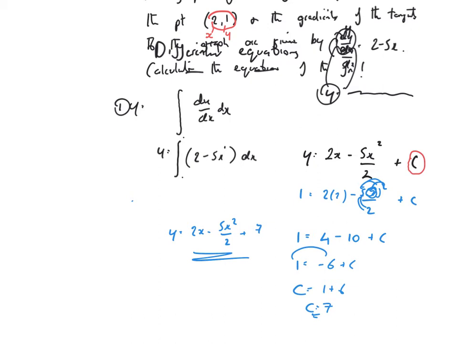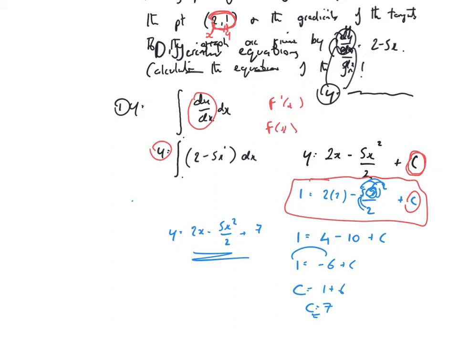Final answer. So the basic pattern in these questions is you integrate the differential equation to get an equation for y. If it was f dashed x, you would end up with f of x, for example, if it was functional notation. You then put on your constant of integration. You then use the clue in the question, which is the point, which means you sub in x and y. That should allow you to find the constant of integration. Once you get it, write out the equation for y again, but put on the constant of integration at the end, and that's the final answer.